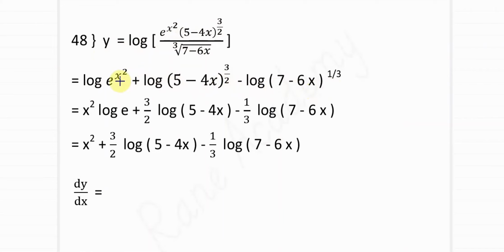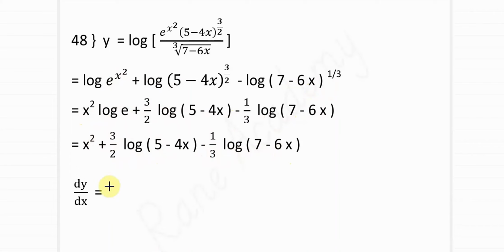Now this power goes down, so we have x square log e plus 3 by 2 log of 5 minus 4x minus 1 by 3 log of 7 minus 6x. Now log e is 1, so we have x square plus 3 by 2 log of 5 minus 4x minus 1 by 3 log of 7 minus 6x.